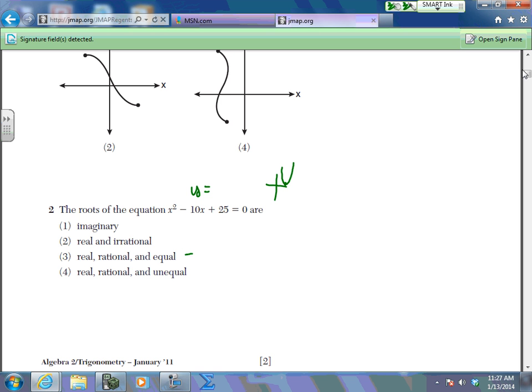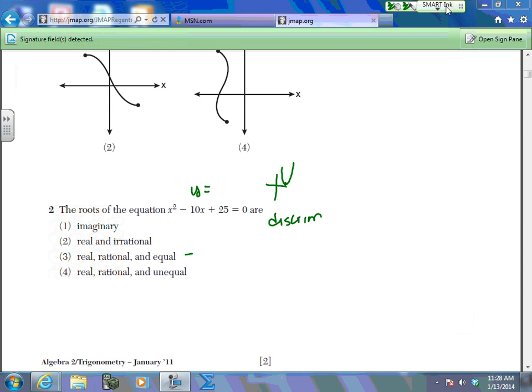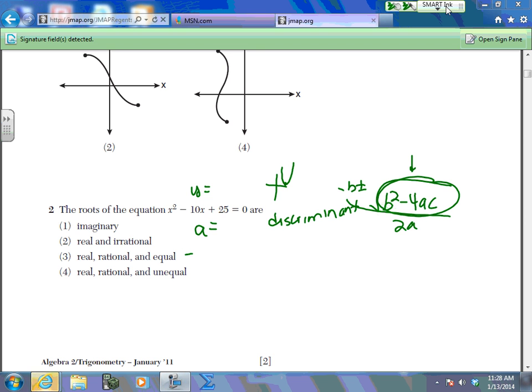You can also use your discriminant. Okay, here's your discriminant. This actually is part of the quadratic formula that fits underneath that radical. You have negative b plus or minus the radical, all over 2a. All you care about is what's underneath this radical. So identify a as 1, b as negative 10, and c as 25, and plug this piece in here.